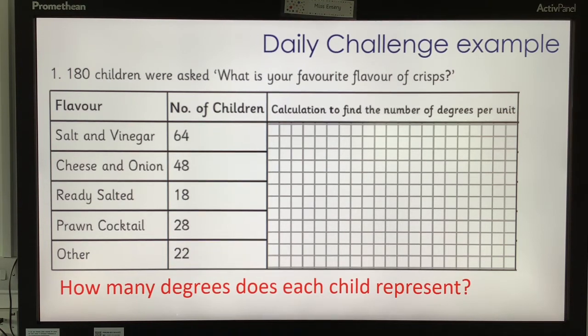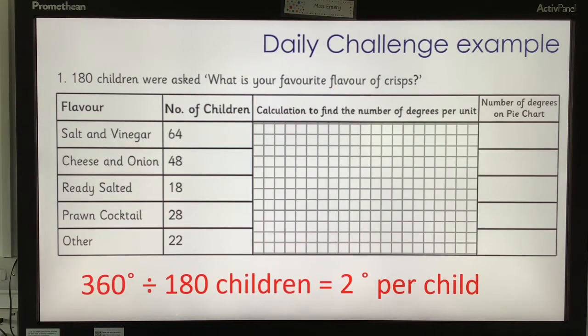So, 180 children were asked, what is your favourite flavour of crisp? How many degrees does each child represent? We've got 180 children, and remember we've got 360 degrees in total. How many degrees would each single child represent? Have a think.